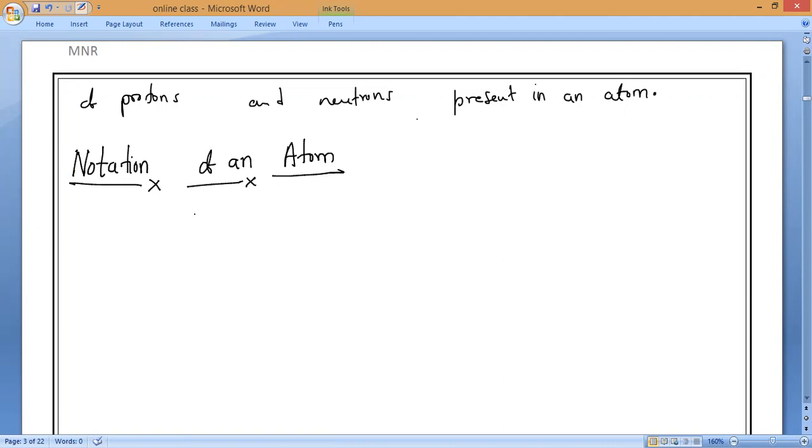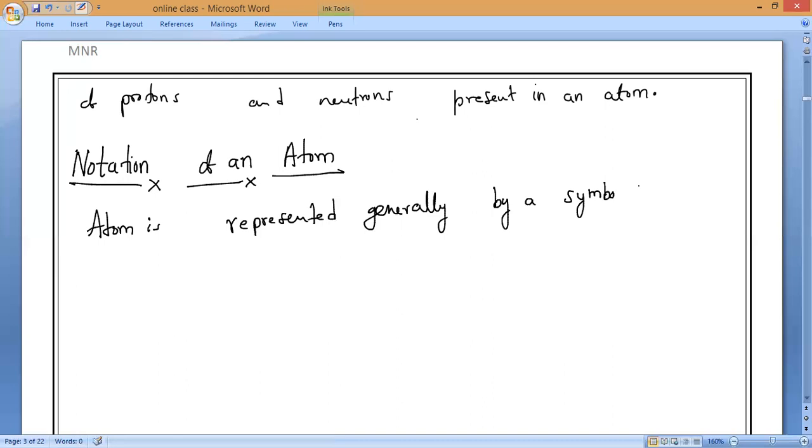An atom is generally represented by a symbol X, with A and Z as superscript and subscript. Okay, so you can write like this.